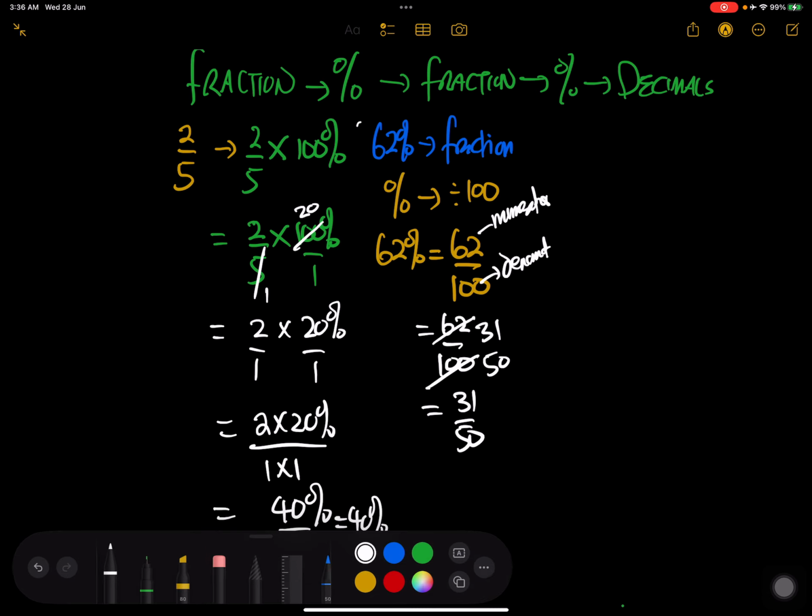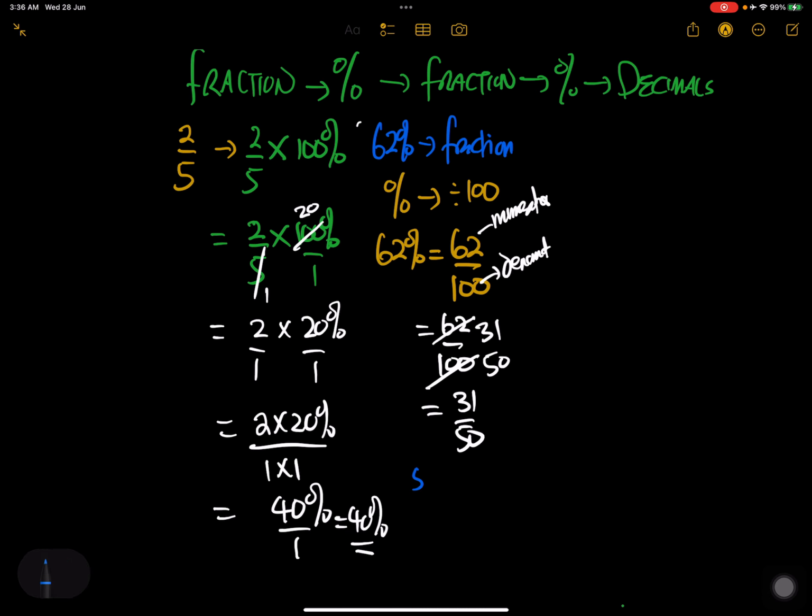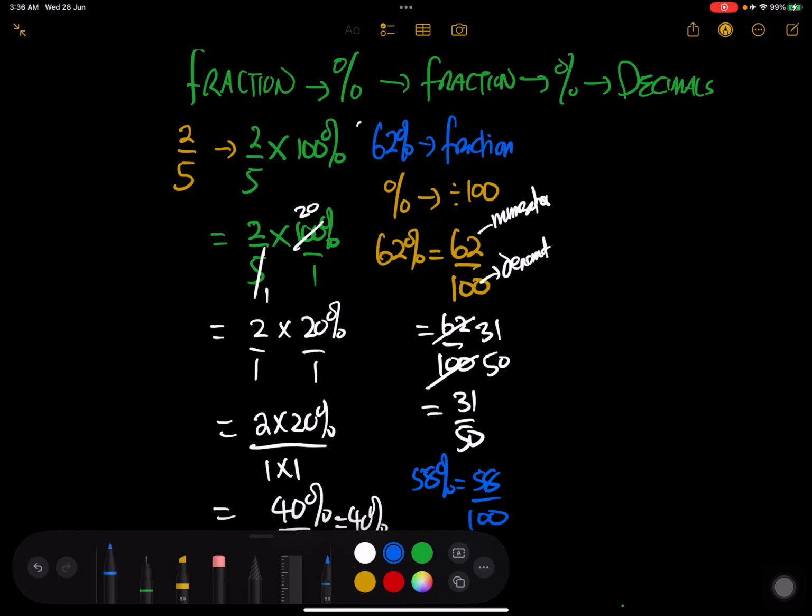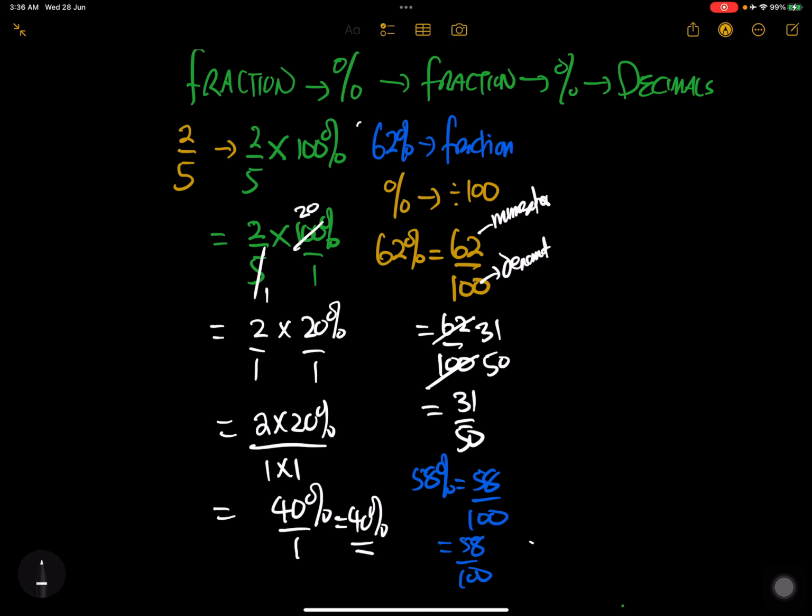If we have maybe 58%, don't forget it's the same as 58 over 100. So percentage means divided by 100, and then we look for common factors, just to simplify. Otherwise it might not be accepted in the exam. So we know that 2 goes into 58 29 times, and 2 goes into 100 50 times, and there you have it. So we've looked at how to convert a fraction to a percentage, and how to also convert a percentage into a fraction.